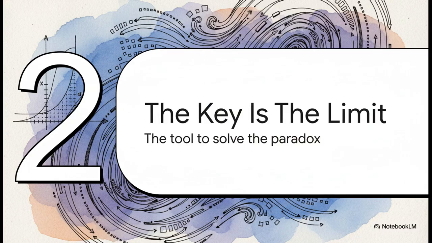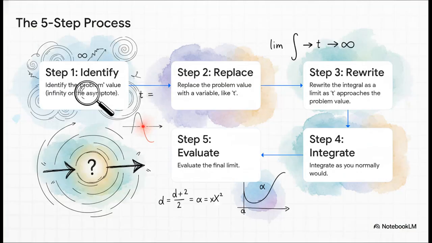So how in the world do we handle these two types of infinite problems? Well, it turns out we have one incredibly powerful, really elegant tool that solves both of them. And that tool is the limit. Let's see exactly how this thing works. This 5-step process right here is our secret weapon. Now look closely at step 2.